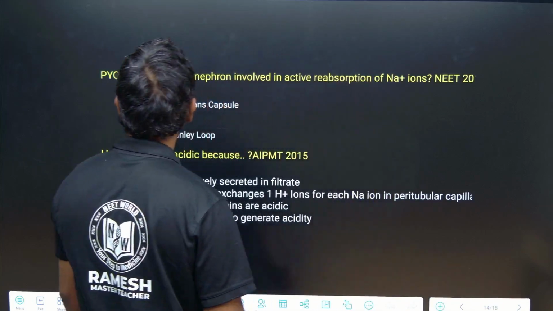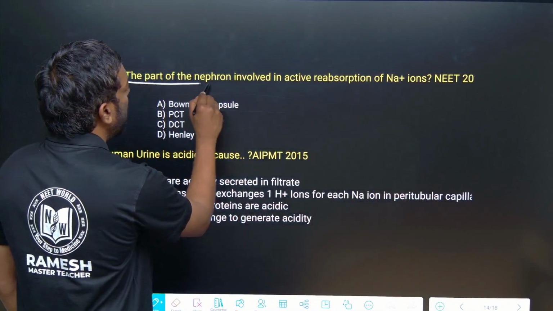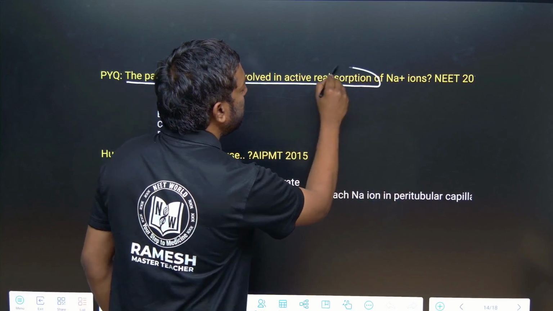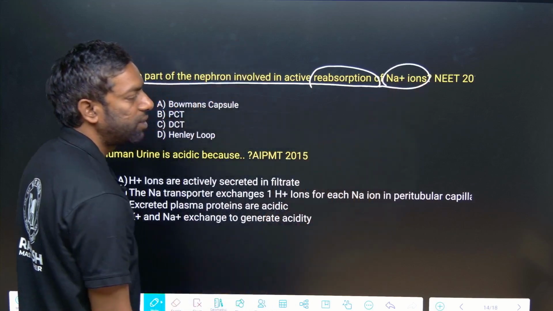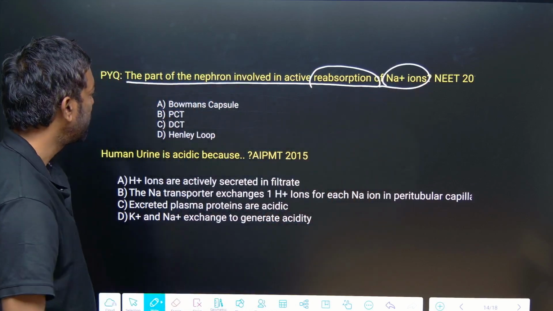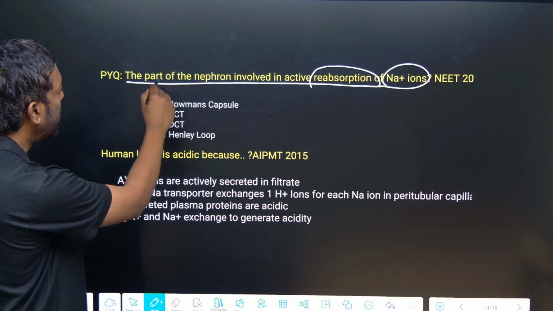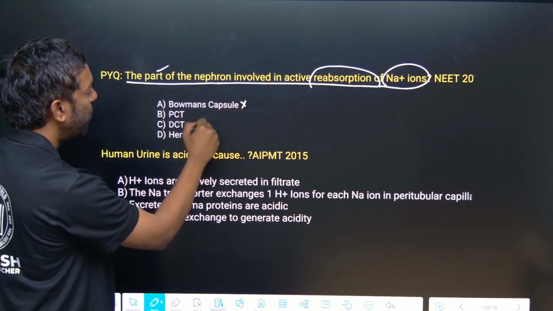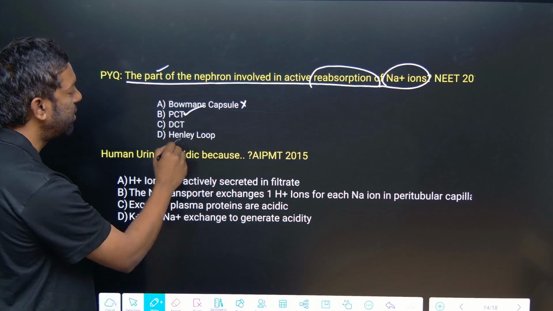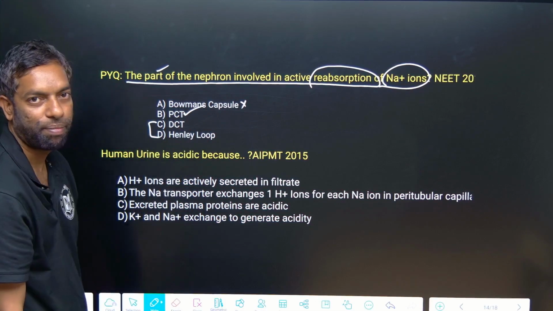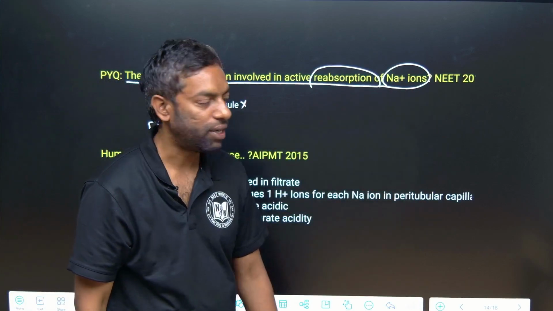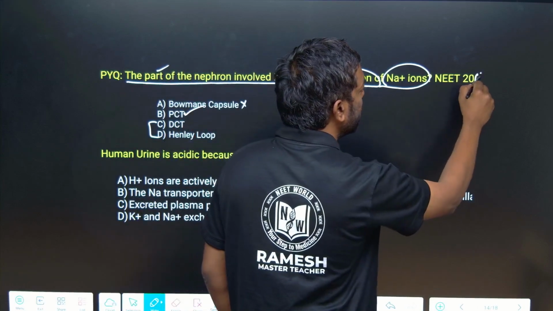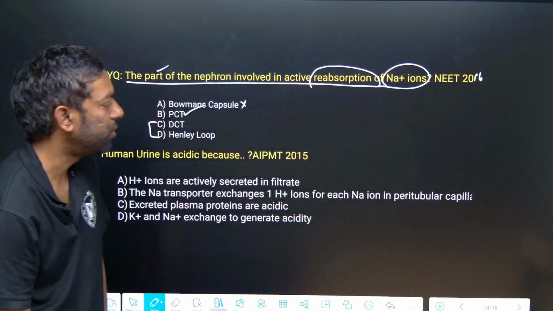Some questions we have to look into. The part of the nephron involved in the reabsorption of sodium ions: which part? Bowman's capsule? No. PCT is the right answer, not DCT or Henle loop. Very simple question, NEET 2016 question.